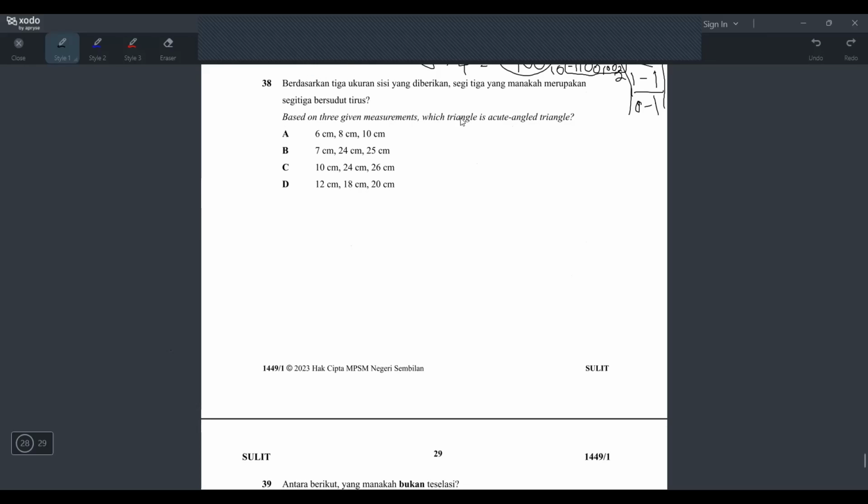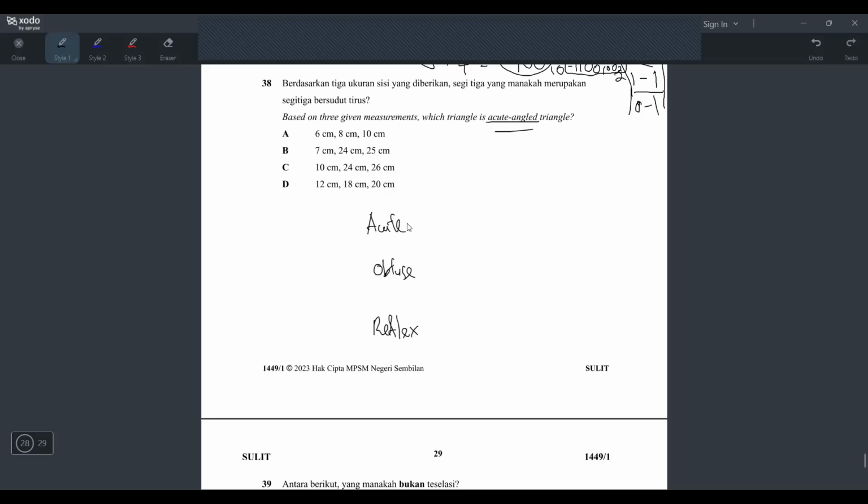Okay, number 38. Based on 3 given measurements, which triangle is acute angle? I think I mentioned what an acute angle is just now in this same set. I forgot which question, I'm too lazy to find it. You can find it yourself, but I even mentioned acute angle. I also mentioned obtuse. I also mentioned reflex, right?